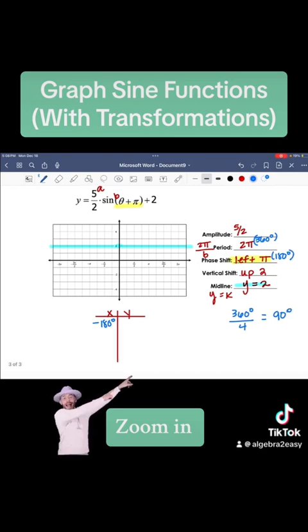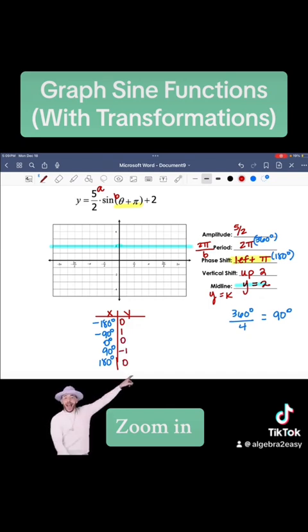So negative 180 plus 90 is going to be negative 90. Then we add 90 again. We're going to be at 0. Add 90 again, we're going to be at 90. Add 90 again, we're going to be at 180. Same pattern as last time. It is 0, 1, 0, negative 1, and 0.